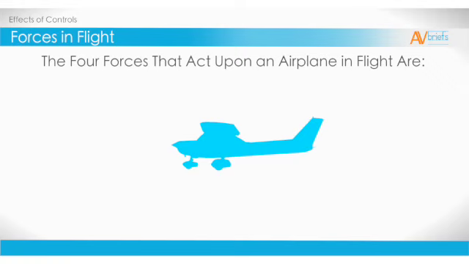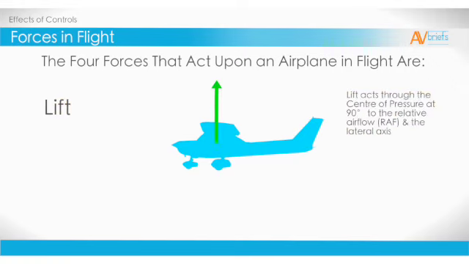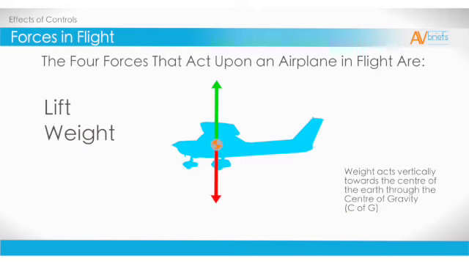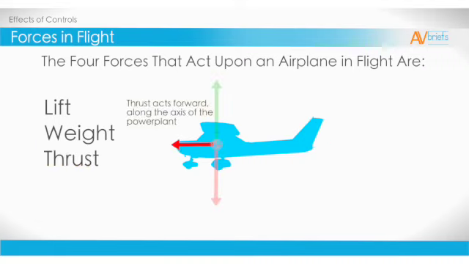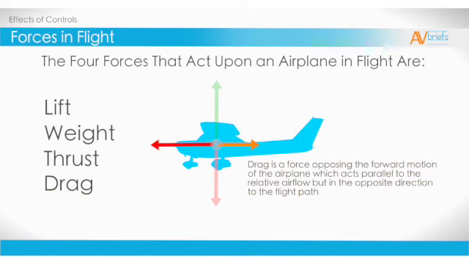Let's move forward now and probe deeper into the forces involved in flight. The first force is lift. Lift acts through the center of pressure at 90 degrees to the relative airflow, and the lateral axis, as you can see in this diagram. Acting opposite to and opposing lift is weight. Weight acts vertically towards the center of the Earth, through the center of gravity. Thrust acts forward, along the axis of the power plant. And lastly, drag is a force opposing the forward motion of the airplane, which acts parallel to the relative airflow, but in the opposite direction to the flight path.